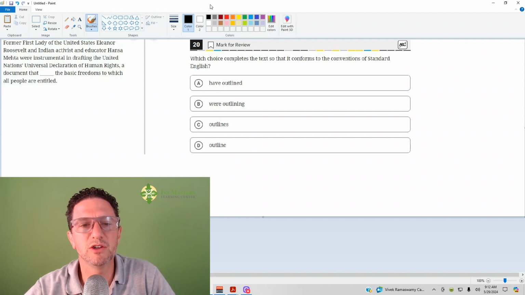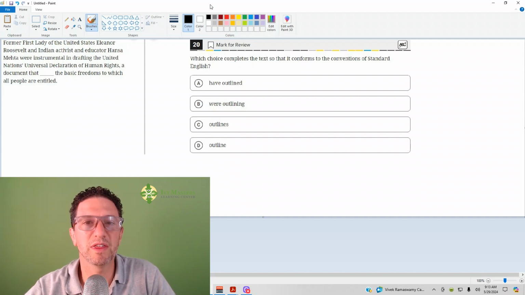So let's say you try with they. They have outlined, that's subject-verb agreement. They were outlining is subject-verb agreement. They outlines is not subject-verb agreement. They outline is subject-verb agreement. So probably they outlines didn't sound right to you and the others did. That's an indication that the subject is probably singular.